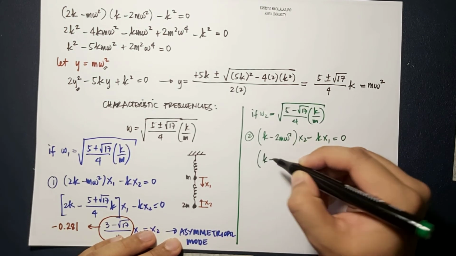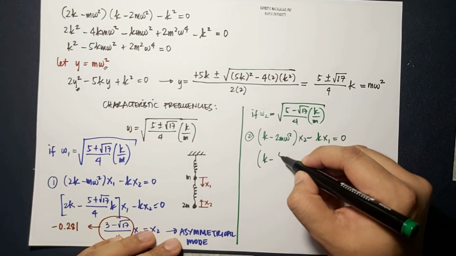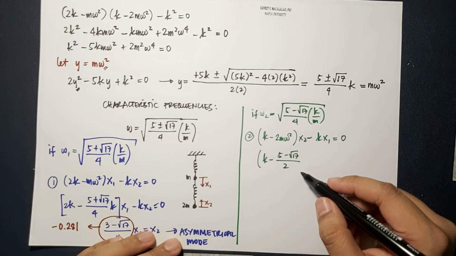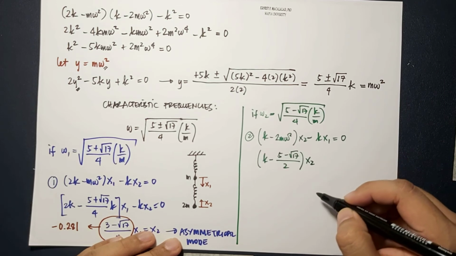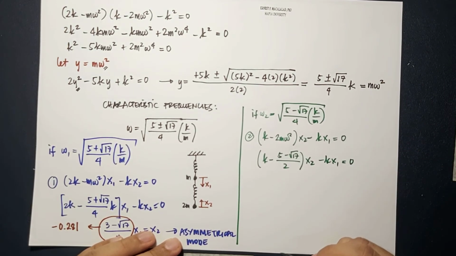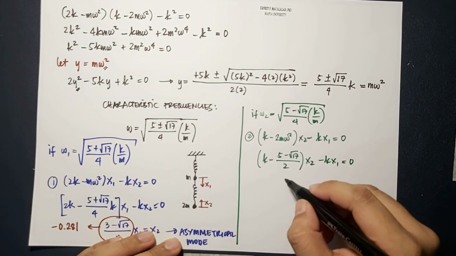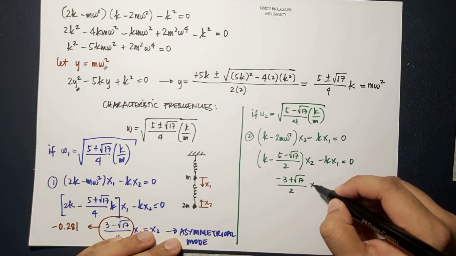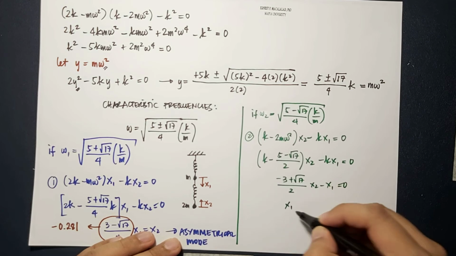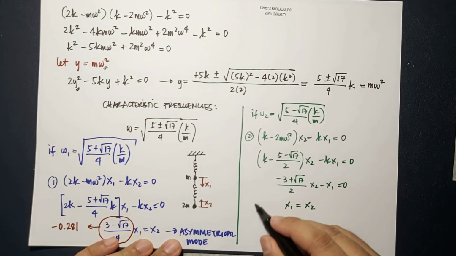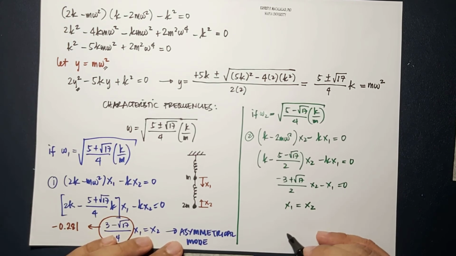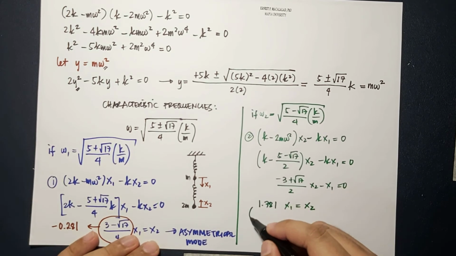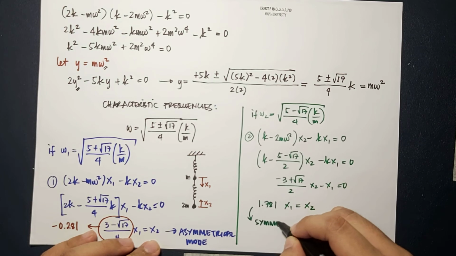So this becomes k minus 5 minus the square root of 17 over 2, times x2, minus k x1 equals 0, which yields the relationship between x2 and x1, wherein this is negative 3 plus the square root of 17 over 2, times x2, minus x1. Or simply, x1 is equal to x2, but the factor for x1 would be 1.781. This result is an example of a symmetrical mode.